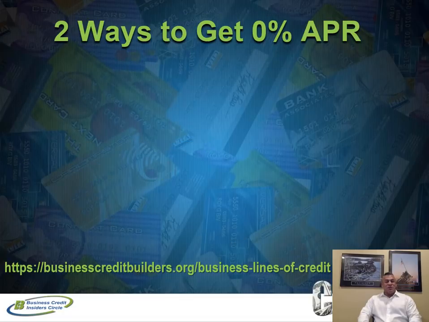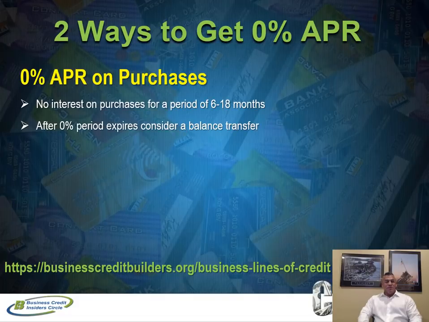There are two ways that you're going to get 0% APR when you pull cash out from your business credit cards. The first way is you can get a 0% APR on purchases. Through our business credit card funding program, we get you about 4 to 5 business credit cards that come with a 0% APR on purchases, for anywhere from 6 to 15 months. Some cards go up to 18 months. After that 0% period is over, then you want to consider a balance transfer.